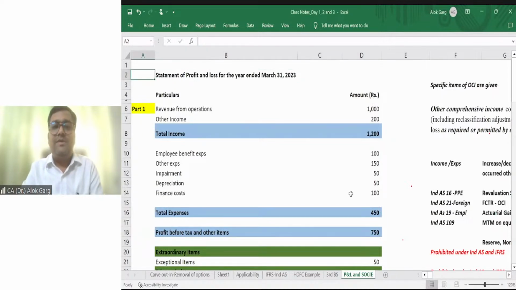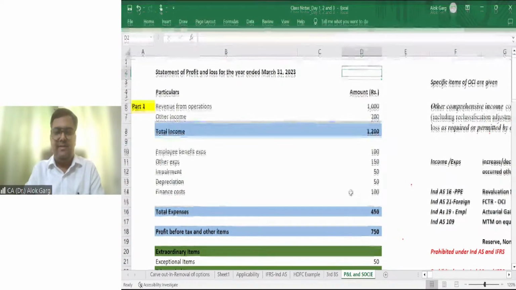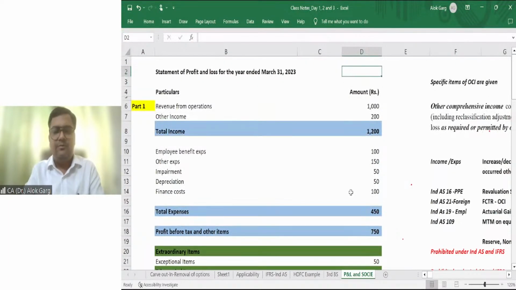Yeah, let's talk about statement of profit and loss for the year ended 31st March 2023. And friends, I would like you to please write down 5 things in the statement of profit and loss. Please write down. Number 1, Ind AS 1 prescribes. Ind AS 1, please write down. Ind AS 1 prescribes the minimum line item on the face of the profit and loss.